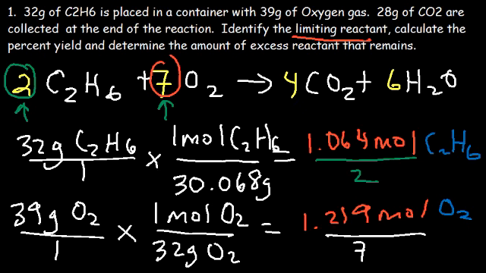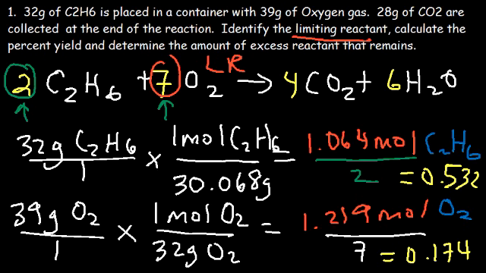So 1.064 divided by 2 is about 0.532. And 1.219 divided by 7 is 0.174. So we can see that O2 has the lowest mole per coefficient ratio. So therefore, oxygen gas is the limiting reactant, which means that ethane is the excess reactant in this particular example. And so that's how you can identify the limiting reactant. Simply look for the reactant that has the lowest mole per coefficient ratio.